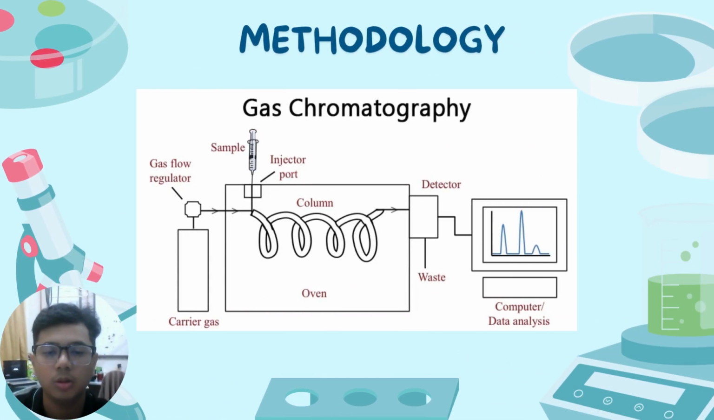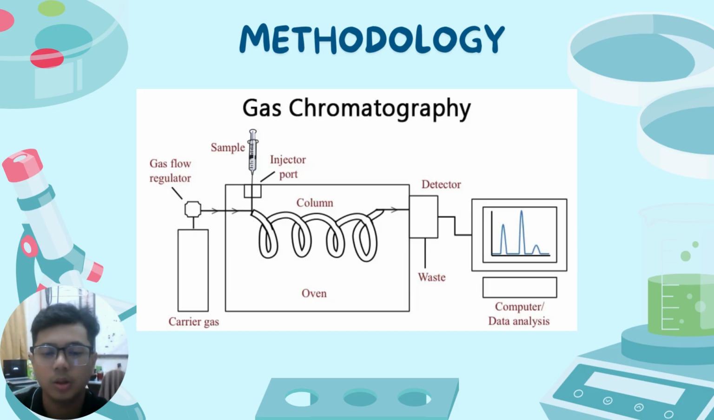For the methodology of this experiment, we use gas chromatography. This technique is commonly used to separate, identify, and measure compounds that can be vaporized. First, the sample is injected through the injector port, where it is immediately vaporized. A carrier gas such as helium or nitrogen then transports the vaporized sample through the column, which is placed inside an oven. The oven controls the temperature and helps achieve a better separation of the components.